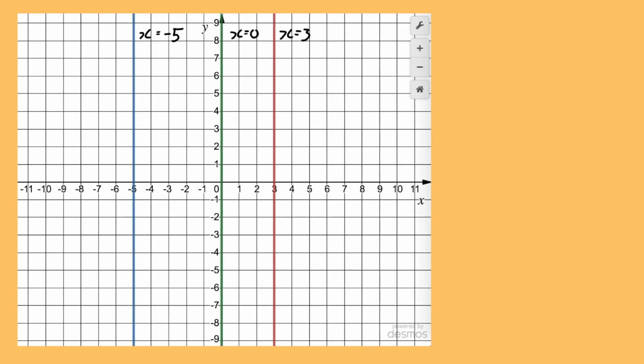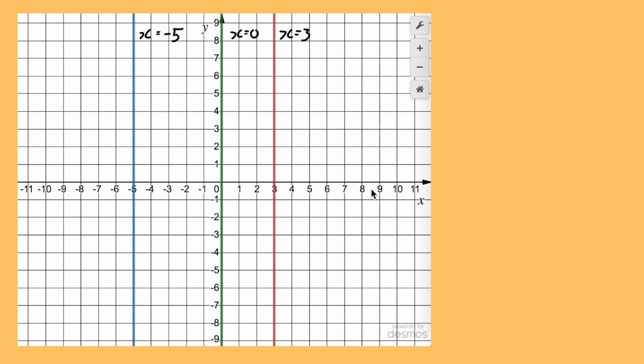The second special case are vertical lines. They don't have a normal gradient either. If you try to draw a triangle to work out rise over run, you notice that the run is 0. You can't divide by 0, so the gradient is said to be not defined. Vertical lines don't have a y in the equation, so they definitely look different.